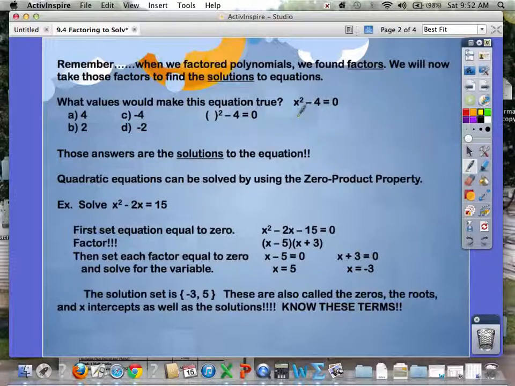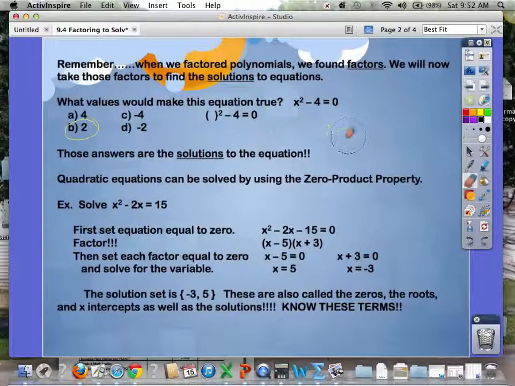Let's try 2. If we put in a 2, square that, minus 4, does that equal 0? 2 times 2, which is what 2 squared is, is 4. 4 minus 4 does equal 0. So 2 works.